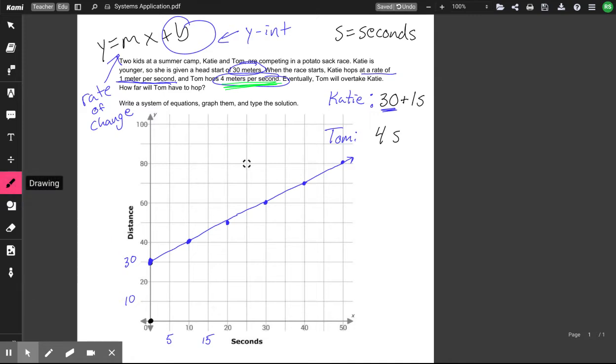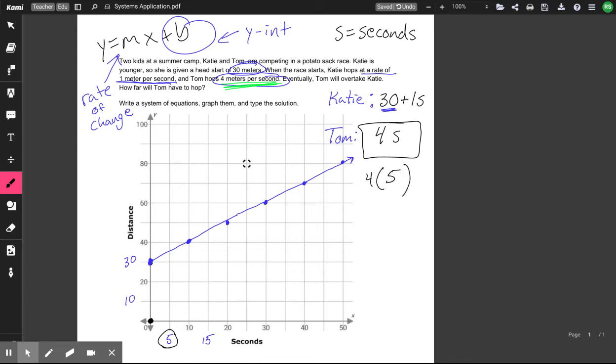Now when I take a look here for Tom, Tom's traveling at a rate of 4 meters per second. There is no constant, so my y-intercept is 0. Think about him starting at the start line. He's 30 meters behind Katie. He's traveling 4 meters per second. So our first block here is at 5 seconds. So in that time period, if we traveled for 5 seconds, basically I'm just plotting these points.